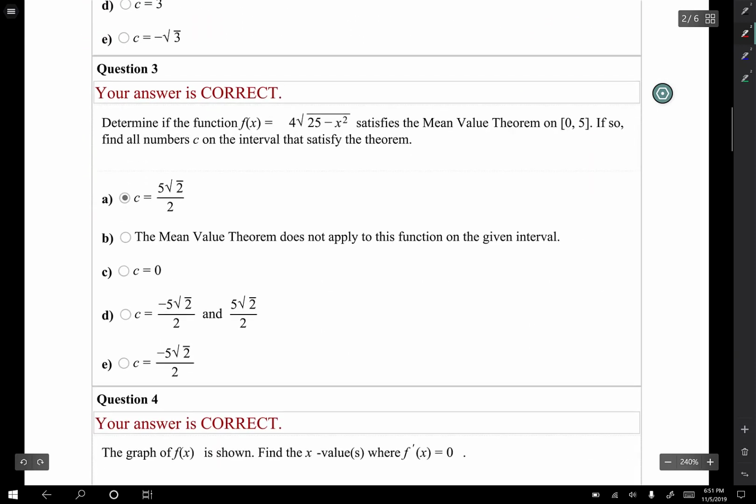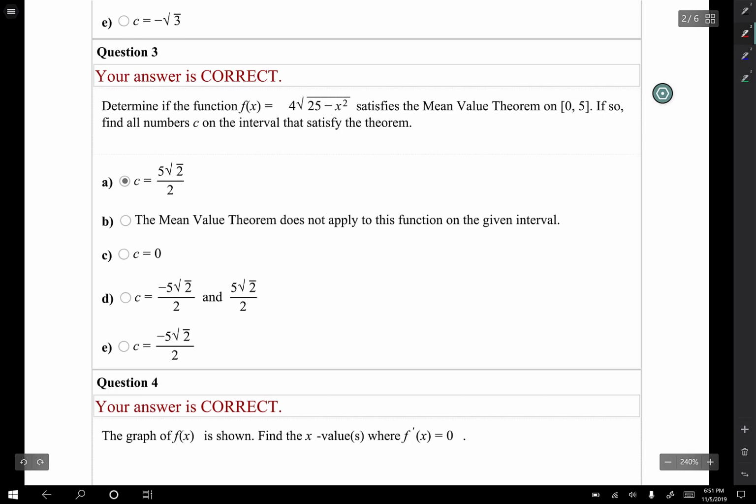Determine if the function 4 square root of 25 minus x squared satisfies the mean value theorem between 0 and 5. Yes, you're defined everywhere, so the mean value theorem applies, because for the mean value theorem to apply, you have to be differentiable in your interval, and you are. You're good, and you're continuous on your interval as well.